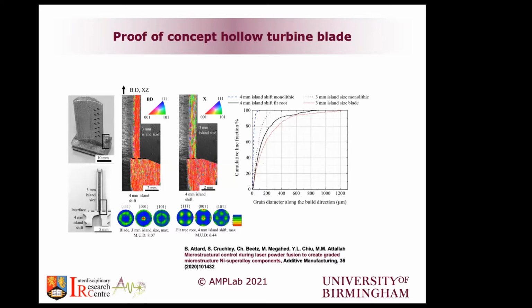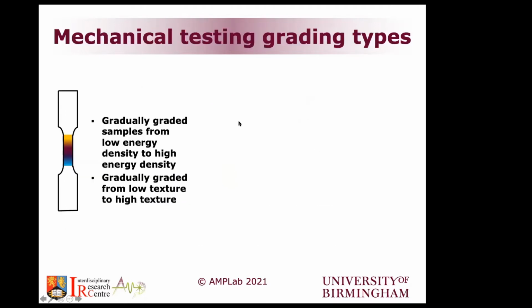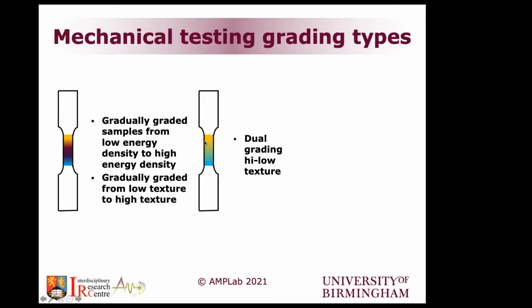Now, what about testing? We tried to create different grading types. One type is a gradual grading, where we know the grain size, so we can change from fine grains to coarse grains over maybe 5 or 6 different parameters. Then we have the dual grading, so just two materials, high texture and low texture, with a sharp interface between them. And then we looked also into what we call dual complex grading, where we have essentially one microstructure surrounded by the other, like a ball and socket joint. Try to imagine this in a microstructural context.